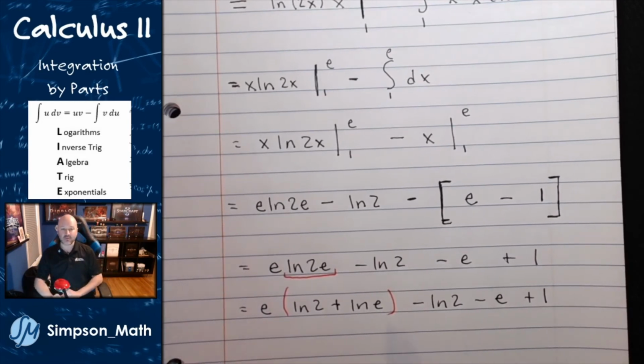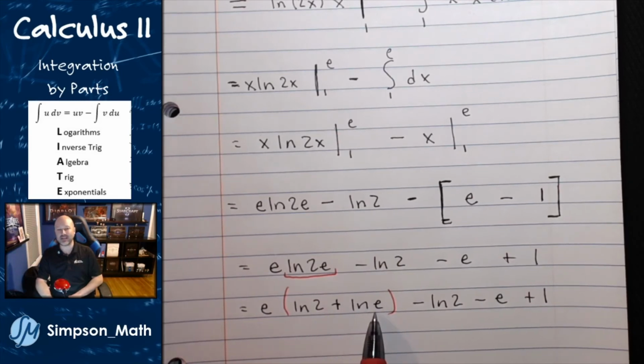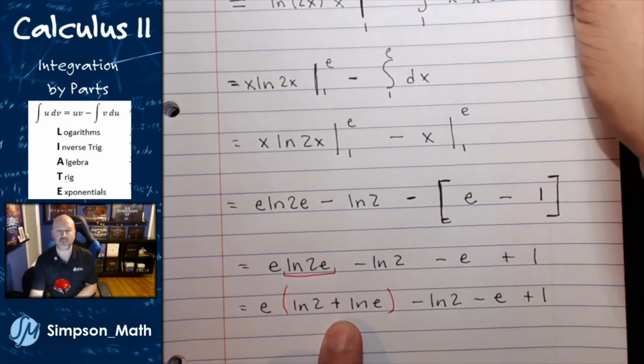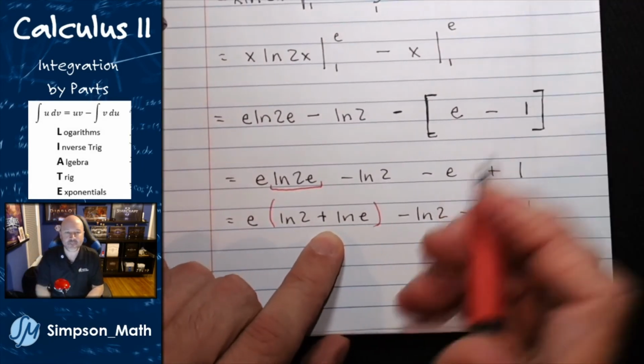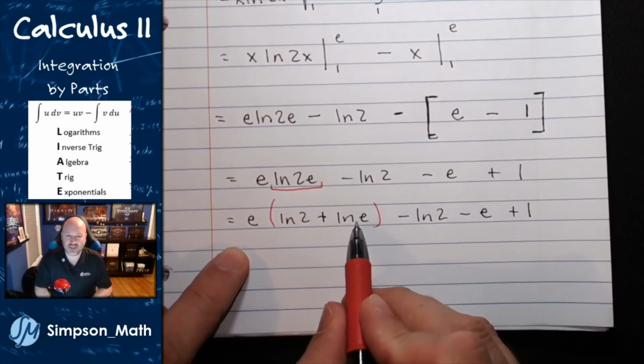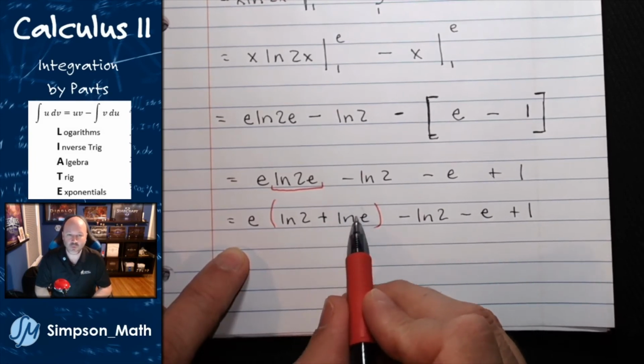That's what I meant by I could have taken my original integration and separated it into two separate integrals, which would probably have been easier to integrate. But the parts formula worked just fine, but I am going to use that log property here to help me with my simplification. Because I know the natural log of e is just 1.